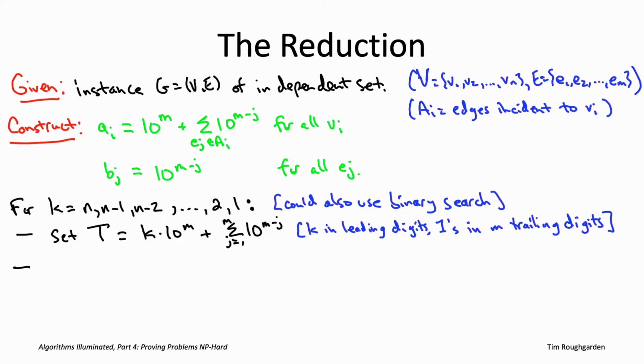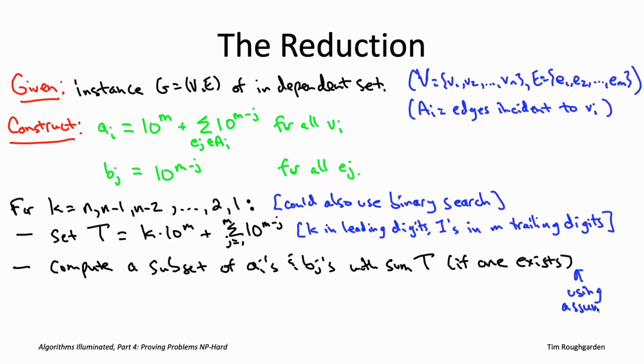Having specified the target, we can now invoke our assumed subroutine for the subset sum problem. We just ask it, hey, could you return to us a subset of the AIs and the BJs that has total sum equal to this capital T? And the subroutine will either hand us such a subset or it'll correctly tell us that no such subset exists. If the subroutine reports that no subset with that sum exists, then we just move on to the next iteration of the for loop. We try again with decreased ambitions, lower target size for an independent set.